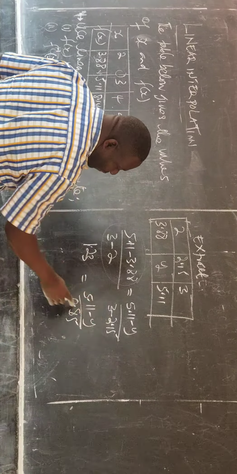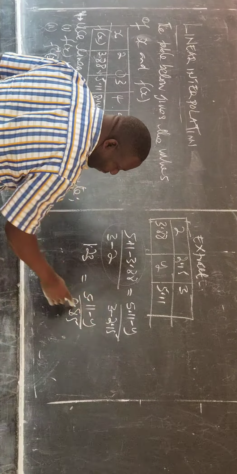1.0455. Since we're interested in getting the value of y, we make y the subject. If we make y the subject here, it will be y equals 5.11 minus 1.0455. Then we now have the value of y. When we subtract, it gives us 4.0645. You maximize the number of decimal places for accuracy purposes.